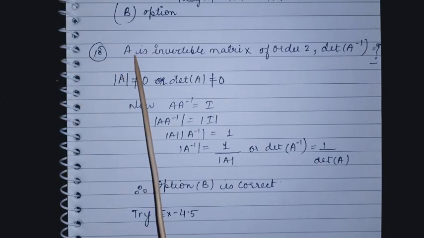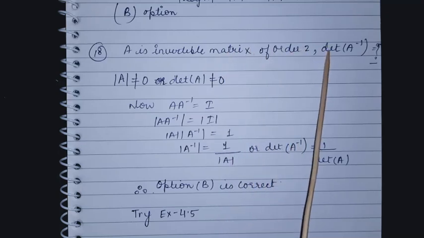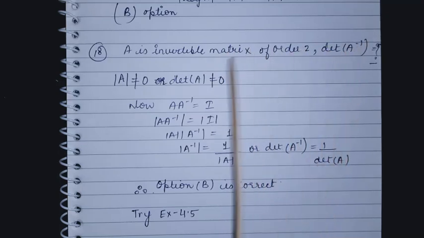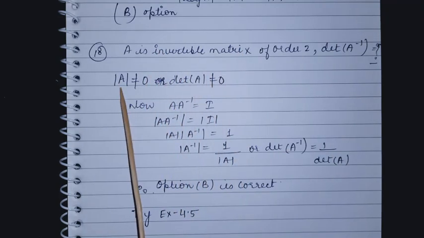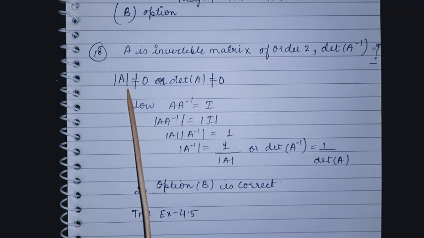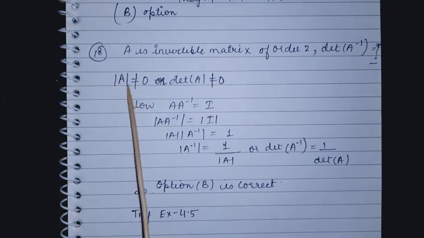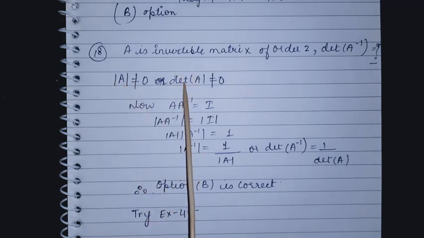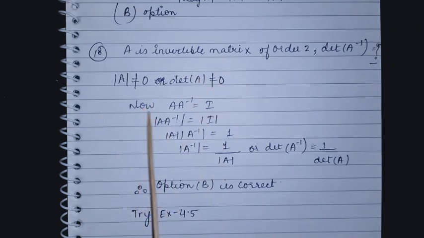The question is, A is an invertible matrix of order 2. Find determinant of A inverse. Now let's see. If A is invertible, we already know that determinant of A is non-zero, or we can say that A is a non-singular matrix. We can write it like this, or we can also write it like this. These two are just notations. So determinant of A is non-zero. Now we'll start our solution with this result.